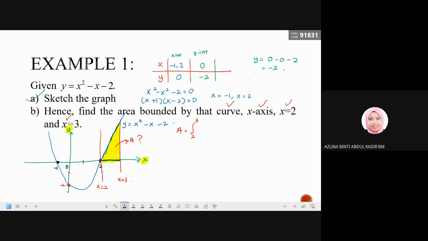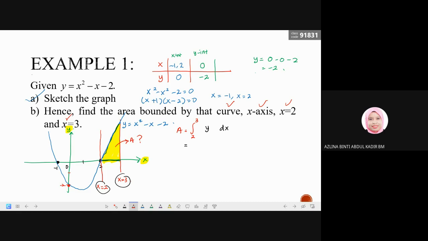A and B, 2 until 3. Okay. Integrate with respect to what? You want to know what the respect is? Look at your limits of integration. It's on the x-axis, right? So when it's on the x-axis, it means you integrate with respect to x. Okay, so the function is y, y in terms of x. Only then can you integrate with respect to x.